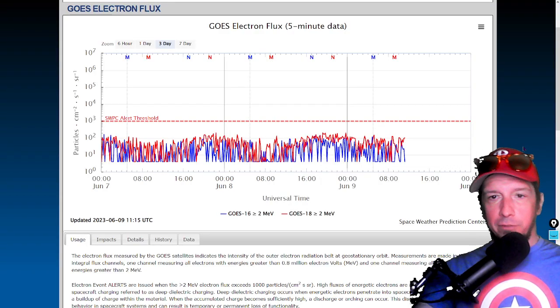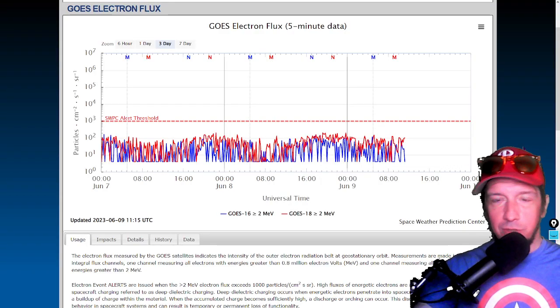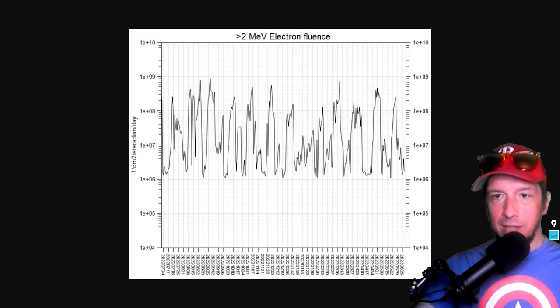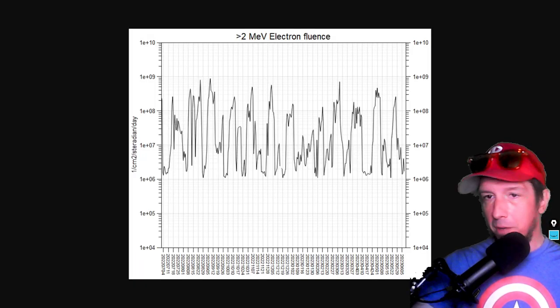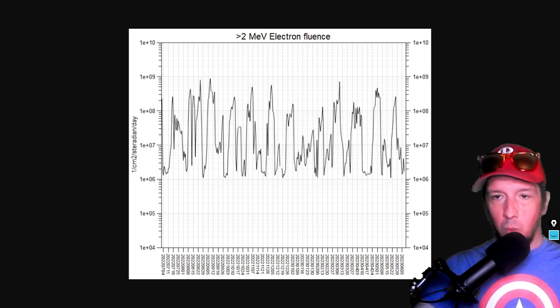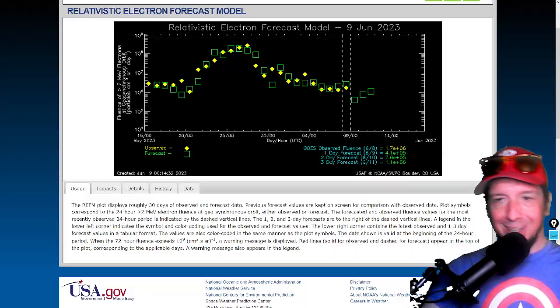The GOES electron flux here is just in a low range, and we are expecting a dip in this as we forecasted yesterday. See yesterday's daily space weather video for more information on that. And there are those relativistic electrons in the 1-year graph from solen.info.